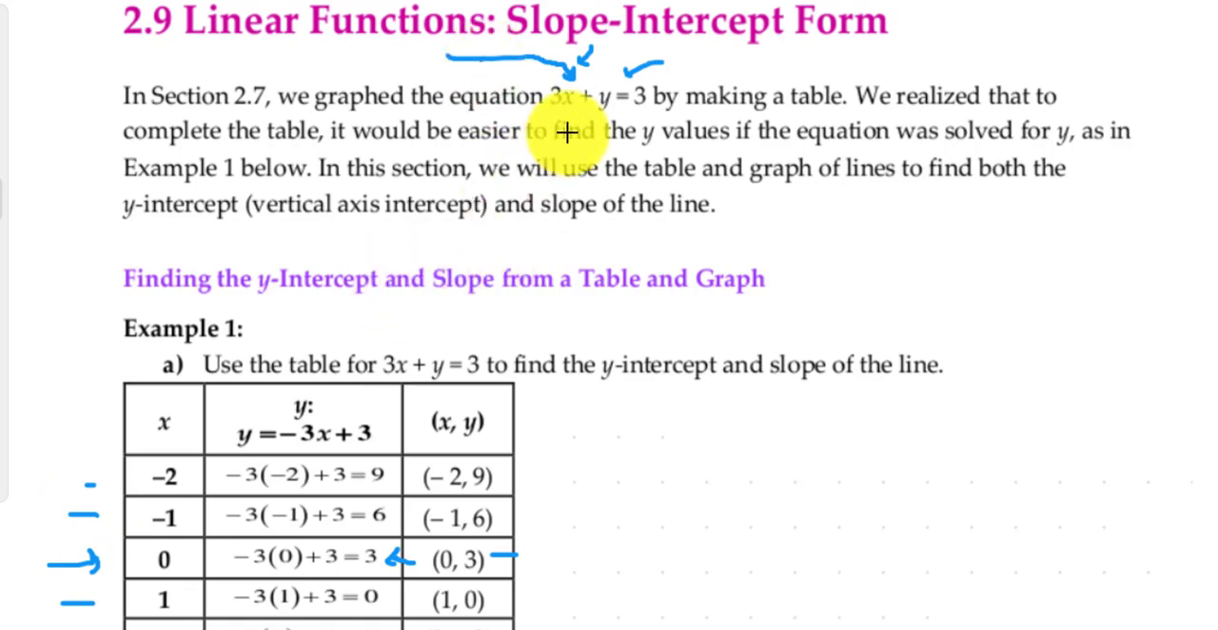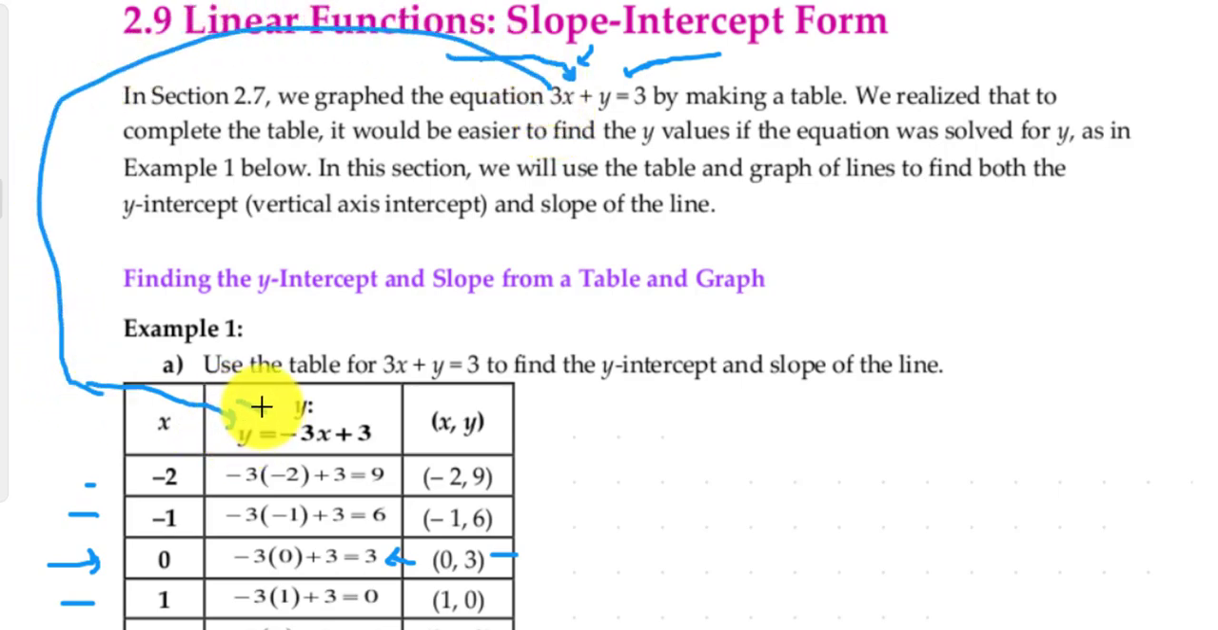But we realized it was easier if we rewrote this equation in terms of y. So all I did was rearrange this equation and make it look like this. And this version of the equation is called the slope-intercept form because we're given a slope and we're given a y-intercept.